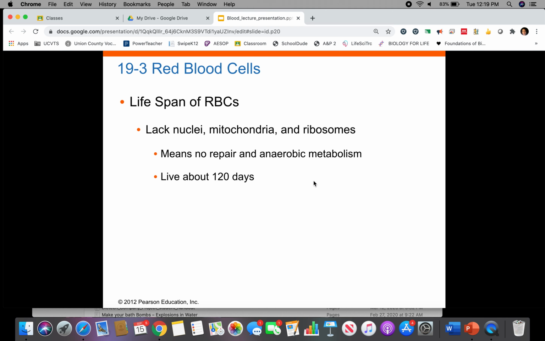Lifespan of RBCs is 120 days. It is in many ways not a technical cell because it does not have nuclei, mitochondria, or even ribosomes. At this point, it's so specialized that it is just a transportation tool for oxygen. So there's no repair mechanism, and it only has some features of anaerobic metabolism. So it cannot do aerobic metabolism by itself, and its main job is transporting oxygen.